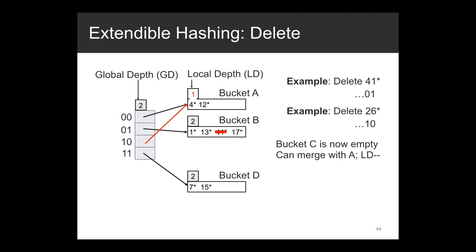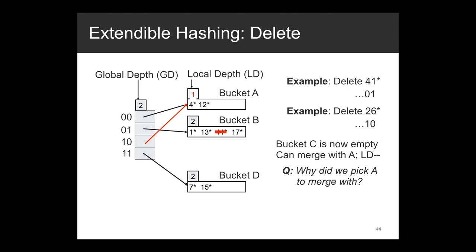Any questions? Very interesting algorithm, right? You basically manipulate these parameters, global depth and local depth, to keep track of the number of pointers you get, and what calculation you need to do to get the records there. Okay, so why did we pick A to merge with? Why not B? Why was C merged with A instead of B?